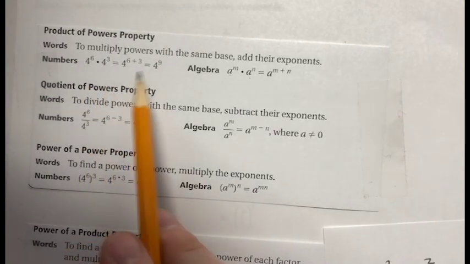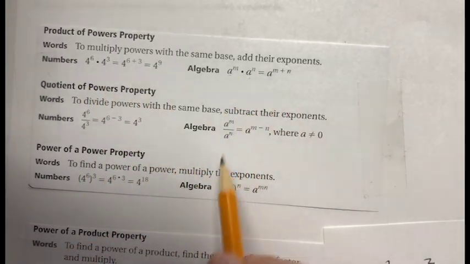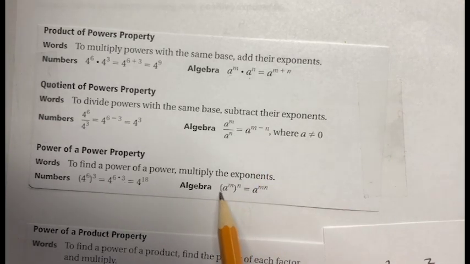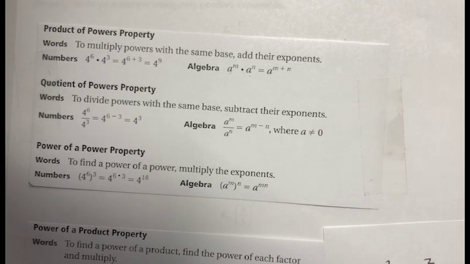But these are the basic rules. If you're multiplying with the same base, add the exponents. If you're dividing with the same base, you subtract the exponents. If you're raising a power to a power, just multiply the exponents. All right, so those are some basic rules.